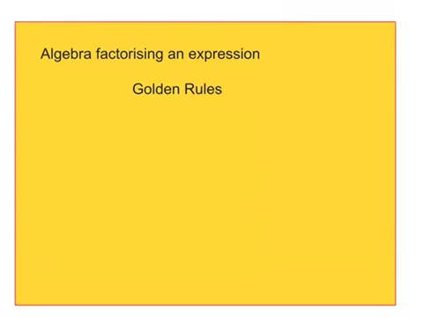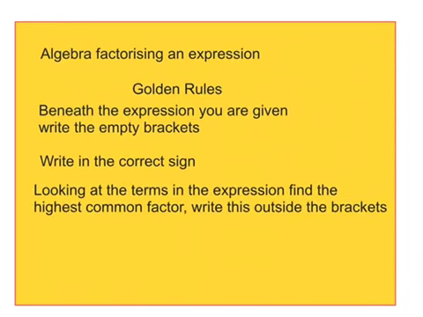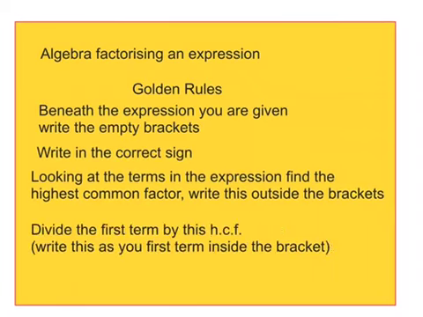So the golden rules that we have to remember when we are factorising an expression. First of all, beneath the expression you've been given, just write in the empty brackets. Then write in the correct sign. So whatever sign there is between the terms, make sure that that sign is written. And if you keep it all lined up so that it's directly beneath everything, it will be very clear for you to see. Then, looking at all of the terms in your expression, look for the highest common factor. And that is the number that you're going to write outside the brackets, at the front.